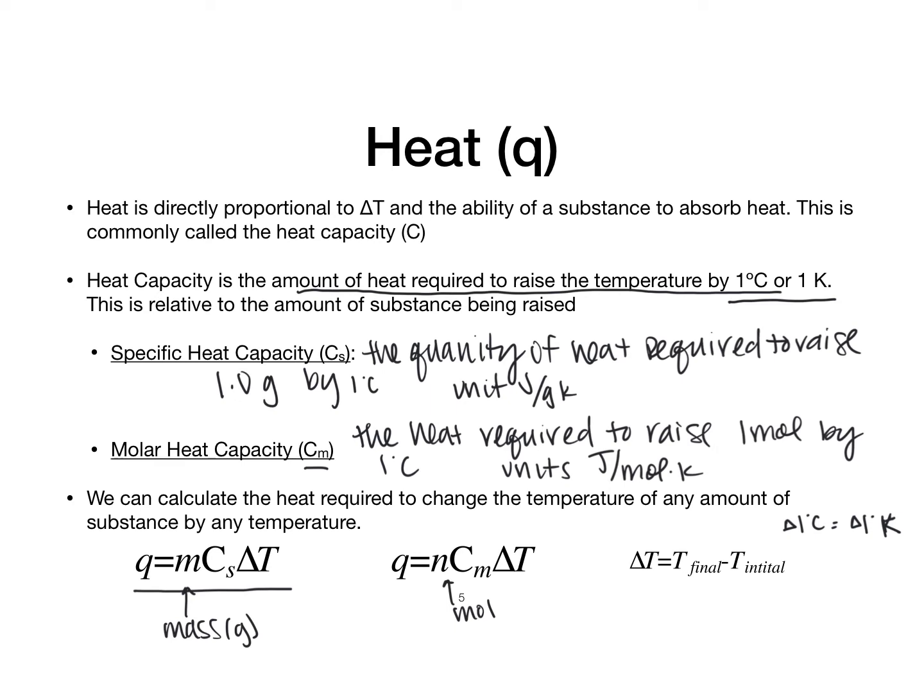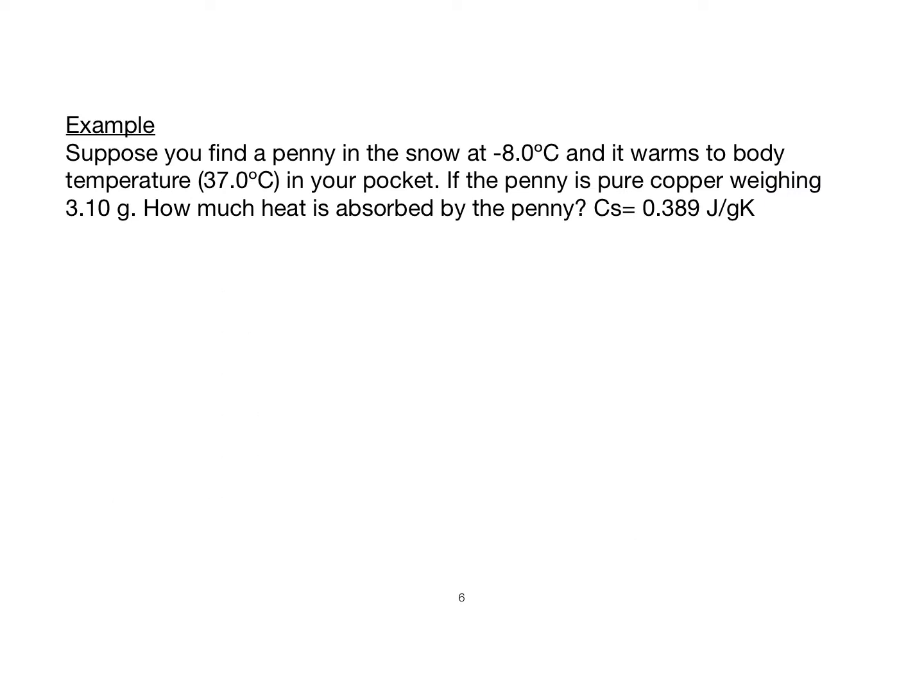So let's look at some examples on how you could calculate heat. Suppose you find a penny in the snow at -8 degrees Celsius, and it warms to body temperature, which is 37.0 degrees Celsius in your pocket. If the penny is pure copper weighing 3.1 grams, how much heat is absorbed by the penny? And C sub S for copper is 0.389 joules per gram Kelvin.